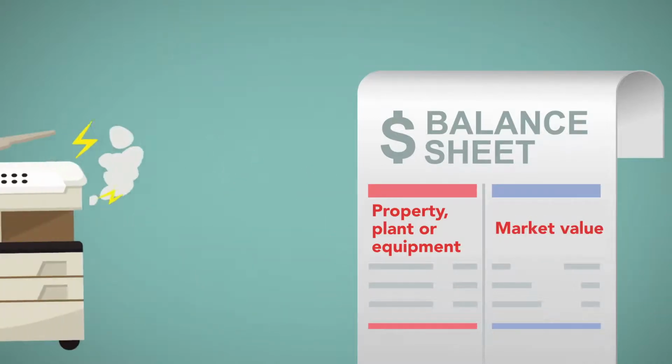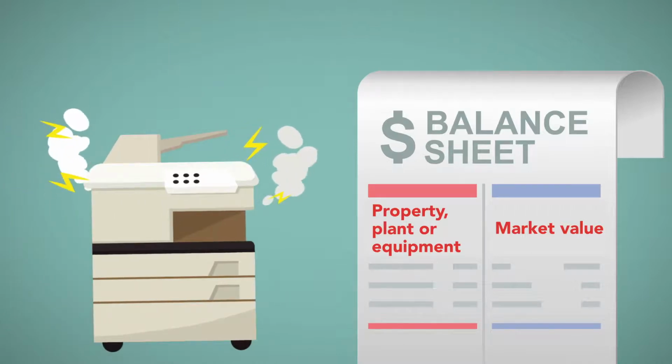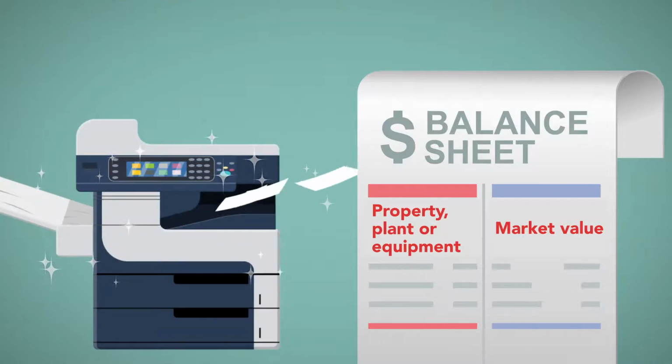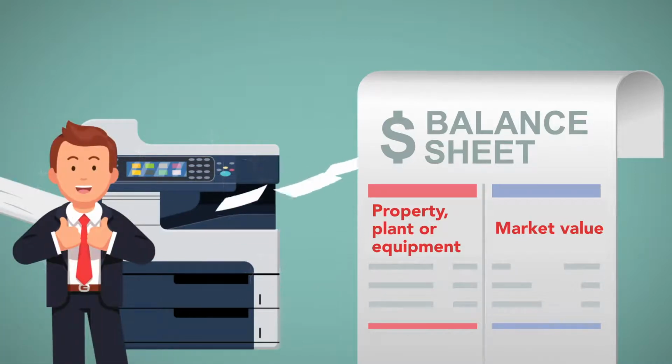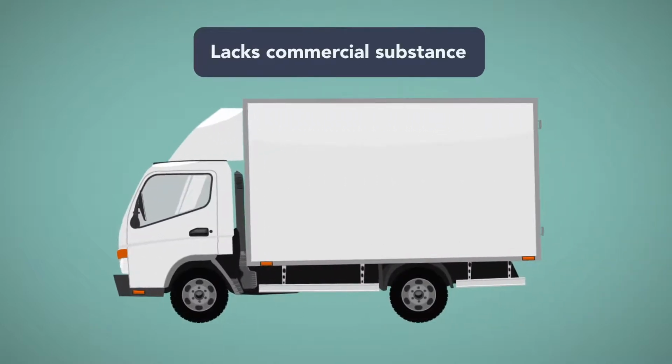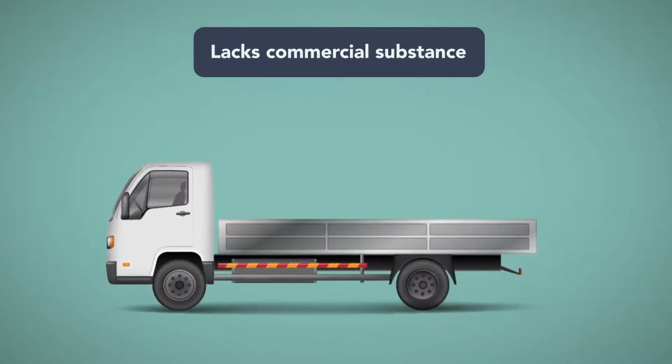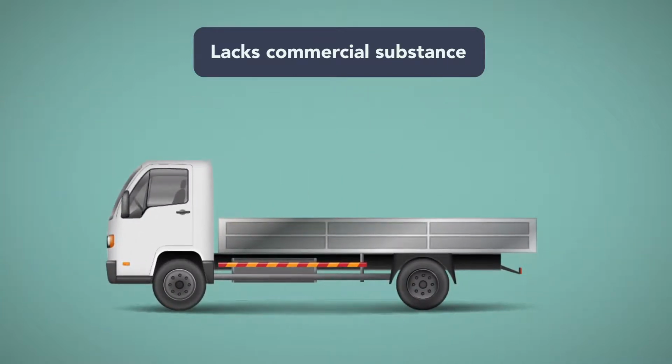An exchange of commercial substance means a transaction that affects future cash flows, such as acquiring a new machine that will increase future productivity and revenue. A transaction lacks commercial substance if it does not affect future cash flows, such as when a company exchanges an old but functioning truck with a new one that will last longer but may not necessarily be more productive.